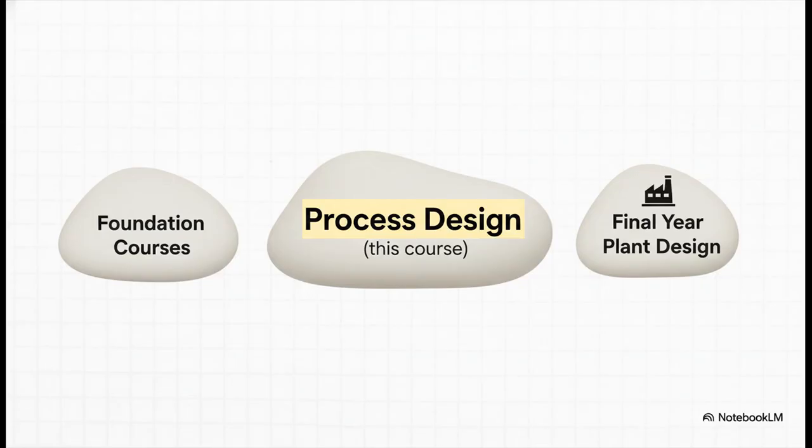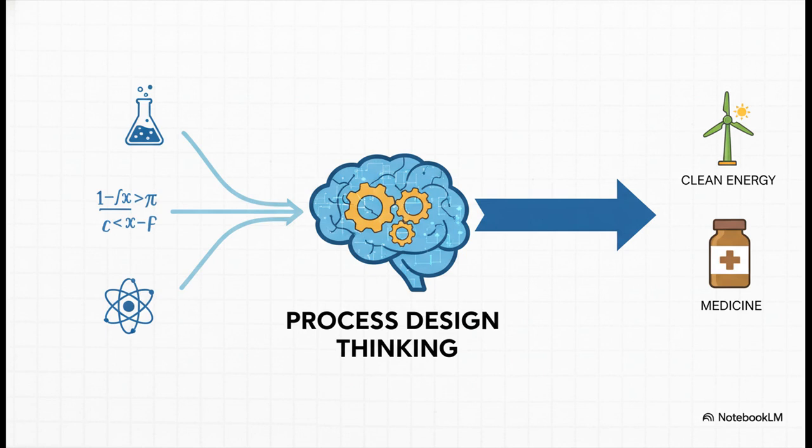And here's the really crucial part. Think of this course as your training ground. The skills and the deep understanding you build here in process design are the absolute foundation you're going to need to knock the big plant design project out of the park in your final year. When you get right down to it, this course is where you stop just learning about chemical engineering principles, and you actually start thinking like a process engineer.